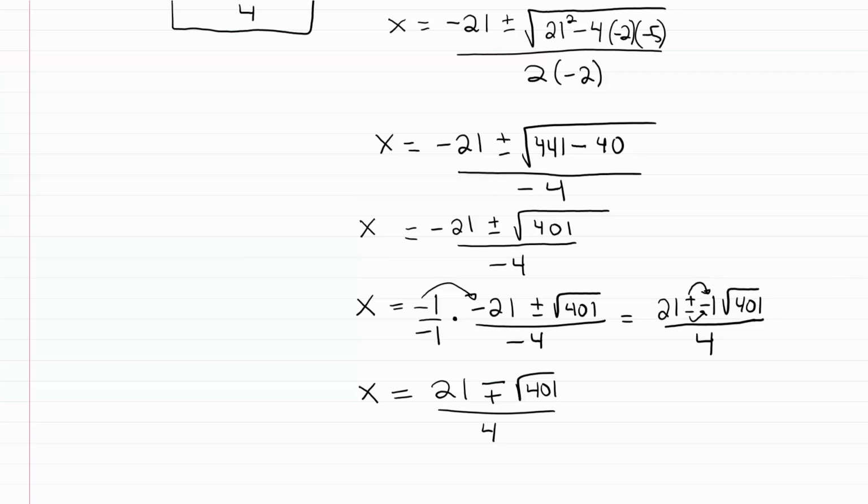Like I put minus plus instead of plus minus because of what the negative 1 did, but it really doesn't change the overall answer. There's basically two solutions, right? It's 21 plus the square root of 401 over 4. And of course, it's 21 minus the square root of 401 over 4. Either way, you have your two solutions to the quadratic equation.